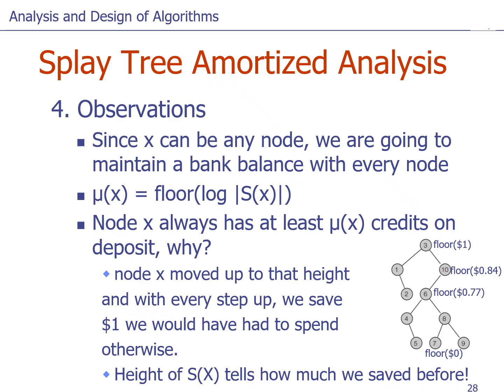Okay? Now, this is what I try to highlight here in the third point, that node X always has at least mu of X credits on deposit, where mu of X is the floor of log of the number of elements in the tree rooted at X. Okay? Why? Node X moved up to that height, and with every step up we save $1. We would have had to spend it otherwise to bring it to that location in the tree. Okay? So the height is telling us how much we saved before.